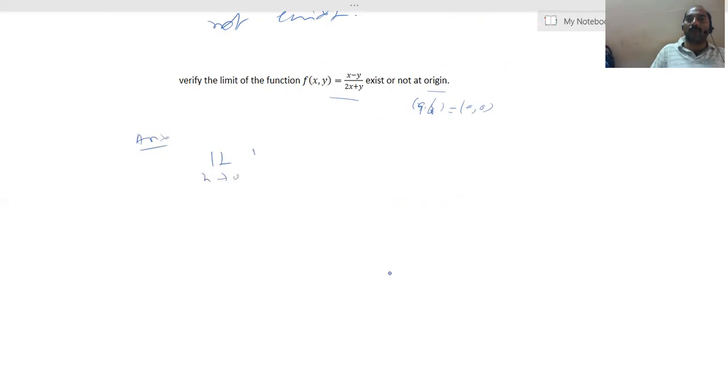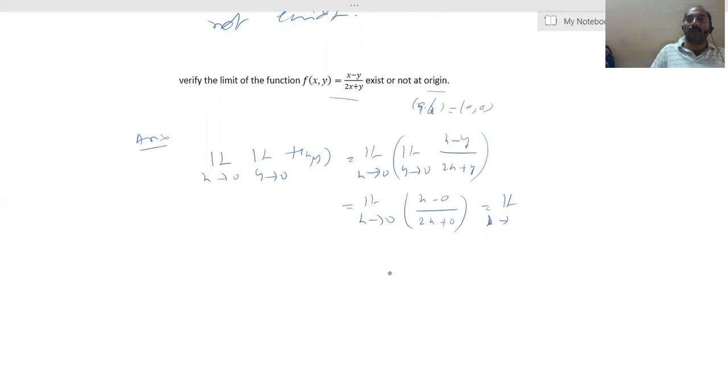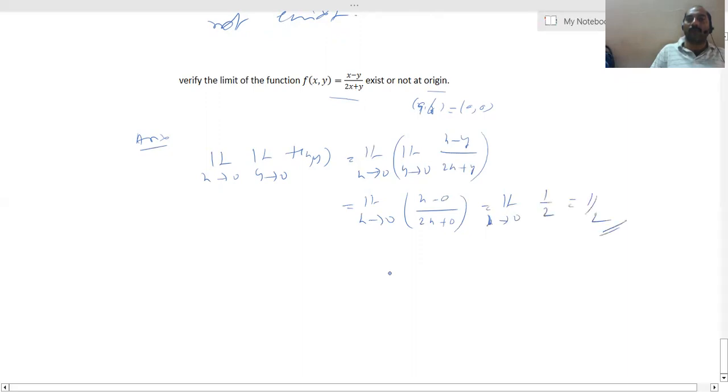Limit x tends to 0, limit y tends to 0, f of x comma y, which is equal to limit x tends to 0, limit y tends to 0, f of x comma y means (x minus y) by (2x plus y). Limit x tends to 0, y tends to 0 means (x minus 0) by (2x plus 0). Limit x tends to 0, 1 by 2. That is equal to 1 by 2 because it is a constant.